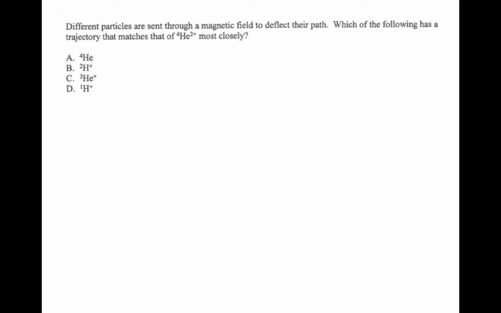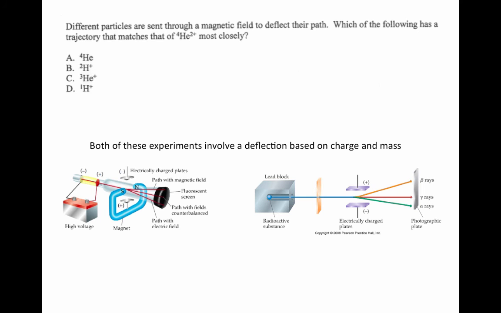In terms of what experiment does it match up with? Well, this idea of being able to deflect particles based on their charge and their mass shows up in two different experiments. It showed up in the cathode ray experiment where the electrons were being deflected, and also in Rutherford's experiment when he had his investigation of radioactive emissions. In both cases, we saw a deflection based on the charge and the mass.